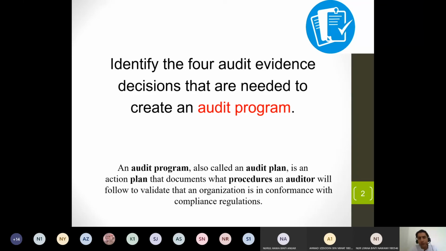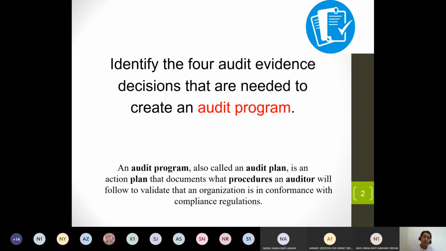Identifying the 4 audit evidence decisions that are needed to create the audit program. This is one of the learning outcomes for today: to identify the 4 audit evidence decisions. We will discuss what those 4 decisions are that the auditor needs to make regarding the audit evidence, which will shape and form the audit program.